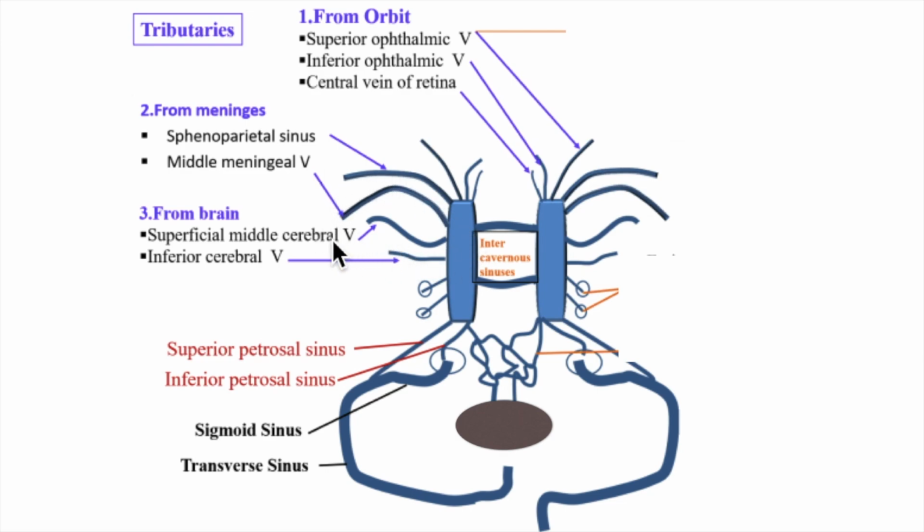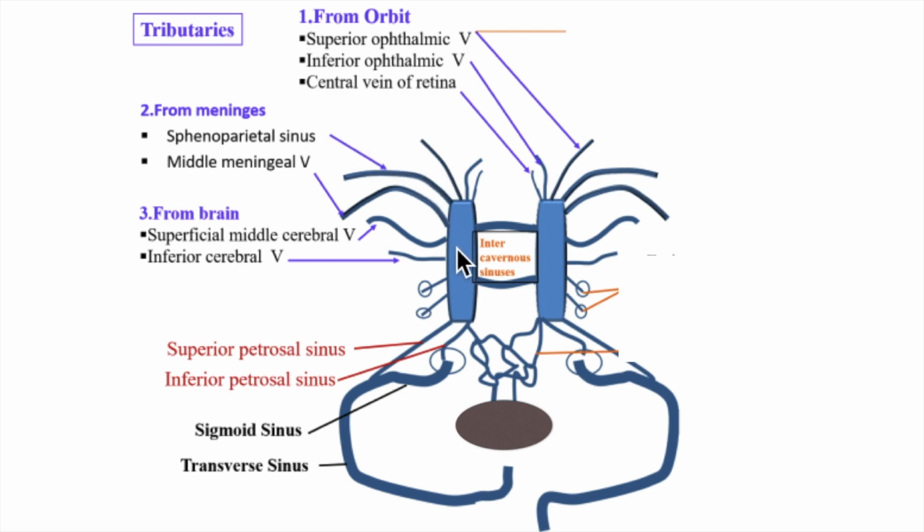From the brain, the tributaries are the superficial middle cerebral vein and the inferior cerebral vein. This is the inferior cerebral vein, not the internal cerebral vein, because we are always confusing this. Many students write it wrongly. So the superficial middle cerebral vein and the inferior cerebral vein are the veins which drain the brain and enter into the cavernous sinus. So these are all the incoming channels.